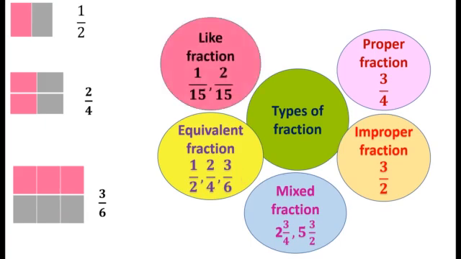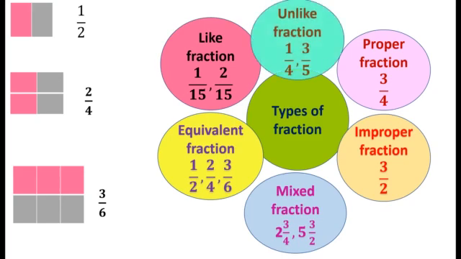Next is like fractions. So children, whenever the denominators of 2 or more fractions are equal, we call them like fractions. And another type of fraction is unlike fraction. Unlike fractions have different denominators. So these are unlike fractions.